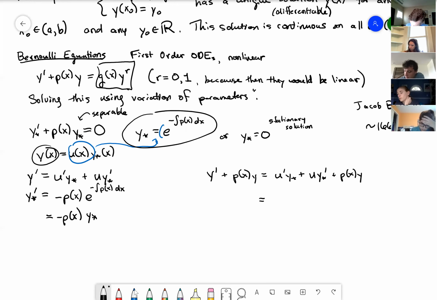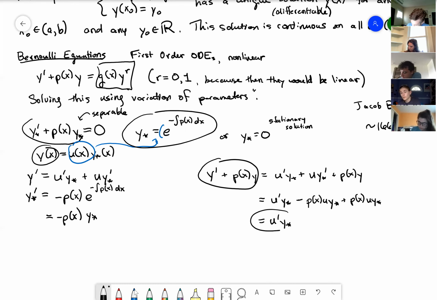So now I can rewrite this as u prime y star plus u y star prime, which is minus p of x u y star. And now this p of x times y, that y is u y star. So our left-hand side turns out to just be u prime y star. This part right here is equal to this. So that's our left-hand side. And of course our right-hand side is u of x times y to the r, which is u to the r, y star to the r.